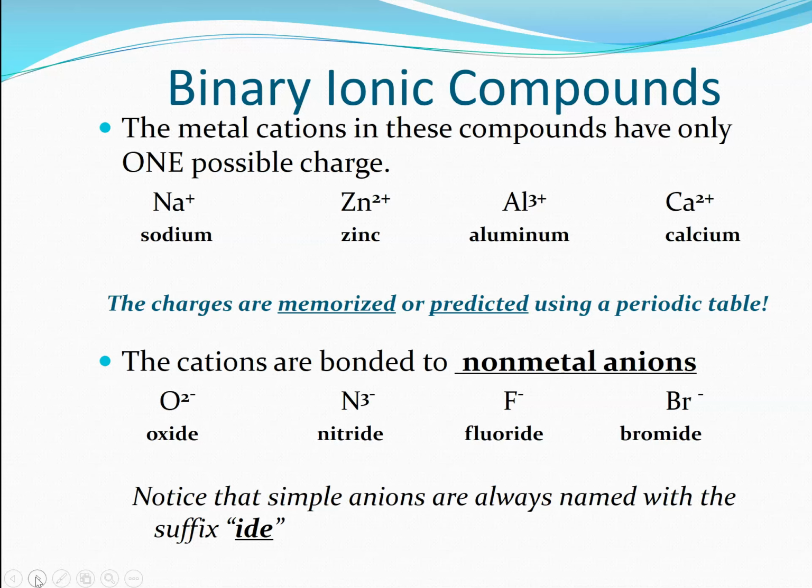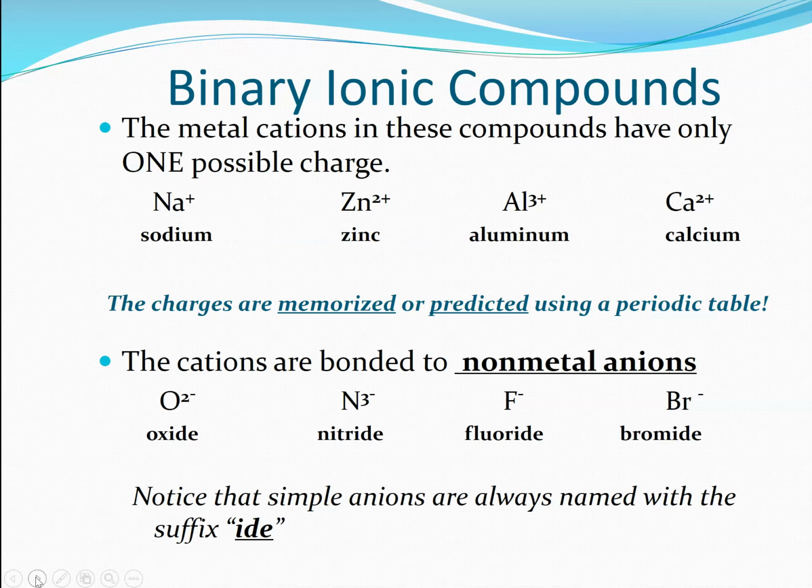Now, the charges are memorized or predicted using the periodic table. Those are the numbers that we were just writing above the families a little while ago. You're using those numbers so that you can combine them in the bonding situation. For most of the transition metals, we're going to say it's a 2+ for right now. We'll talk more about that later.